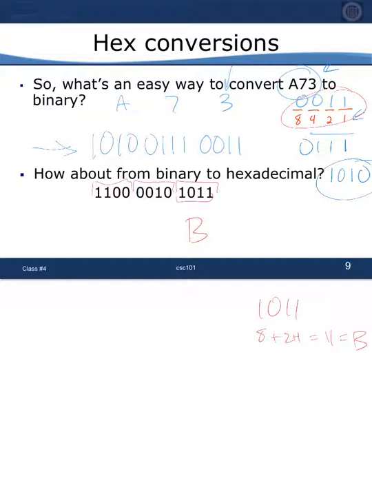All right, the next group, 0, 0, 1, 0, that's just the number 2, which in hex is still 2.